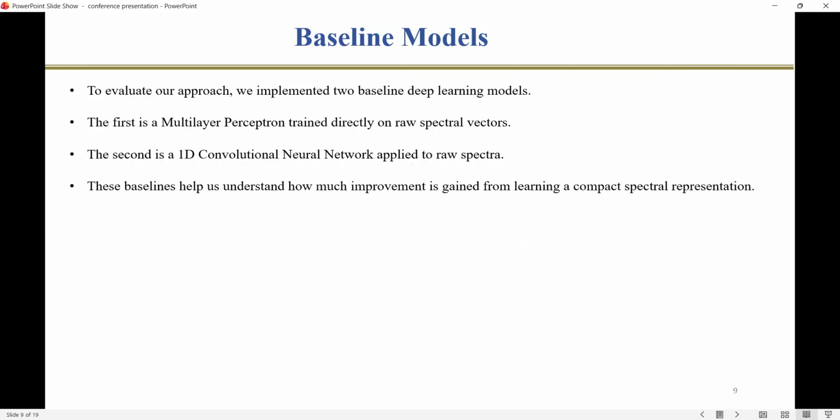Next, I'll talk about the baseline models we have used for our implementation. To evaluate our approach, we implement 2 baseline deep learning models, that is MLP and 1D-CNN. These baseline models help us understand how much benefit is gained from learning a compact spectral representation.